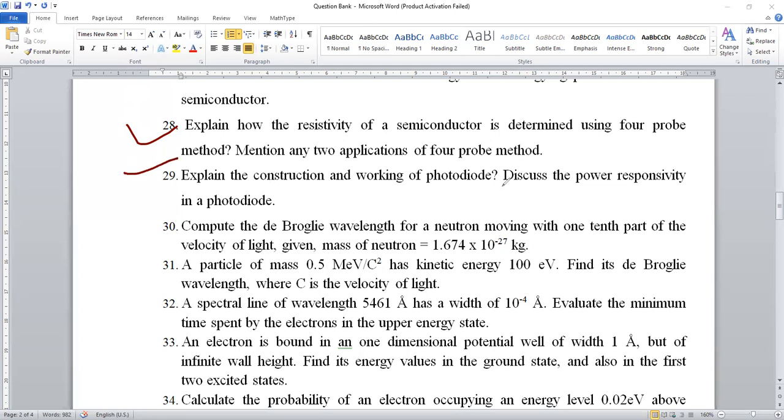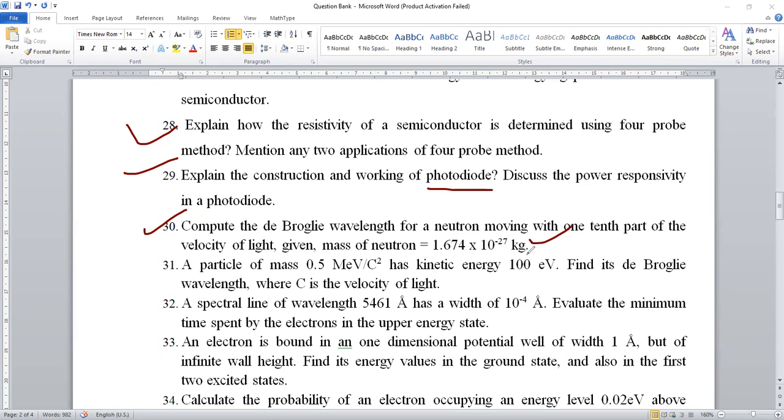Explain the construction and working of photodiode. How does it work? You have to mention the diagram. Then discuss the power responsivity in a photodiode. Draw the graph. You have to explain how a photodiode operates. It's one kind of transducer. Then compute the de-Broglie wavelength of a neutron with one tenth the velocity of light, given the mass of neutron is already given. Even you can refer to the data book also.